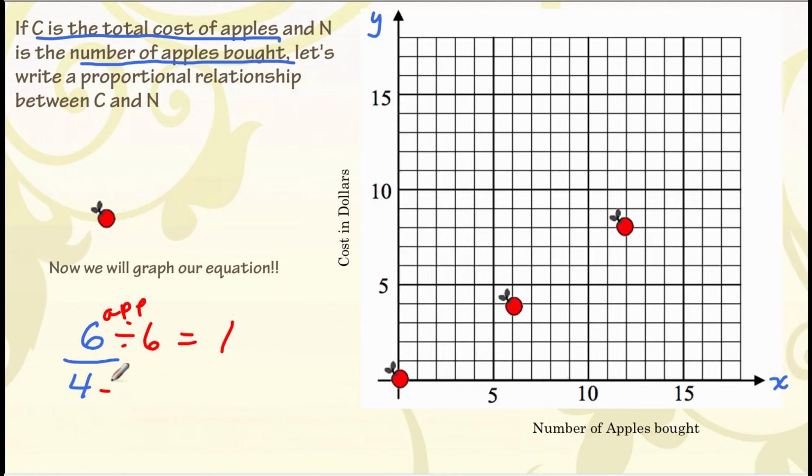So that means I have to do 4 divided by 6. And that comes out to 0.6666, repeating, which is really 67 cents. So we're finding out that each apple is about 67 cents.